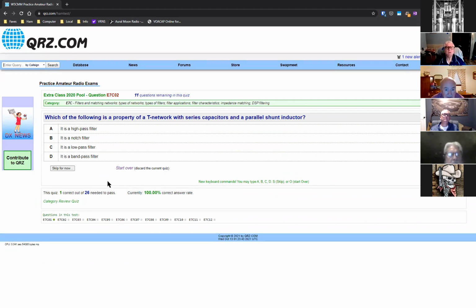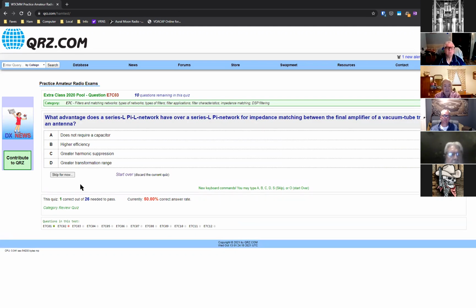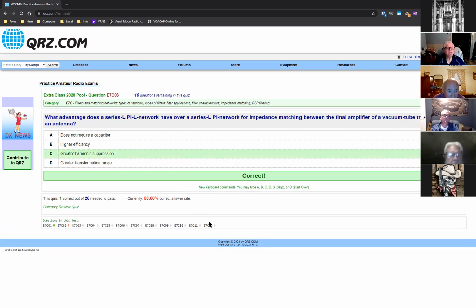Which of the following is a property of a T network with series capacitors and a parallel shunt inductor? B. Not a low pass. Not a notch. High pass. What advantage does a series L pi L network have over a series L pi network for impedance matching between the final amplifier of a vacuum tube transmitter and the antenna? B. C. Yeah, greater harmonic suppression.